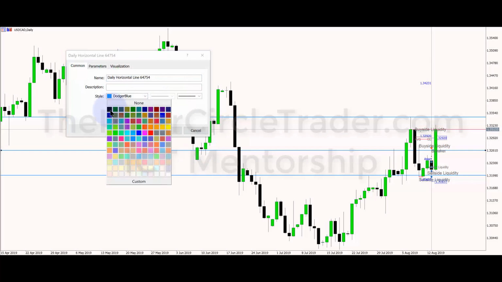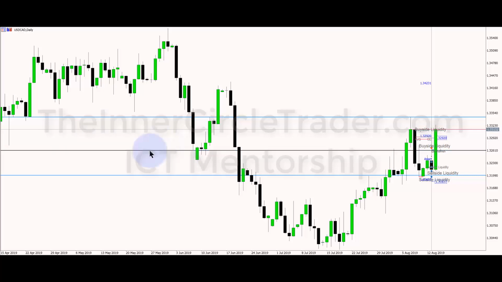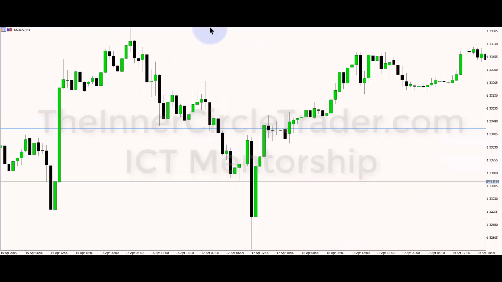All right, it's that 132.61 and 4 pipettes. Okay, there's your black line. That's the level I said, watch this level here. So that's our key higher time frame level. If we drop down into an hourly chart and zoom out a little bit.